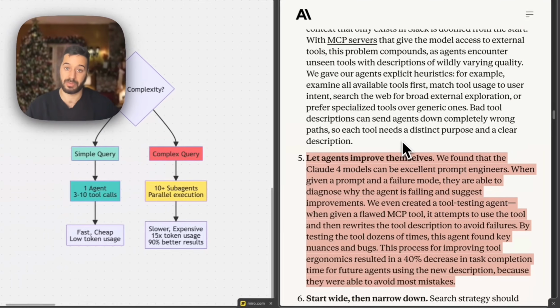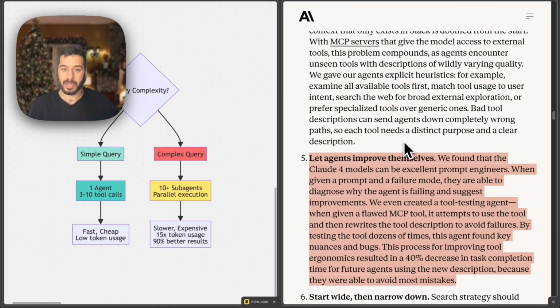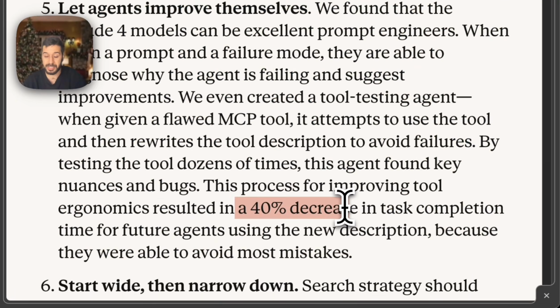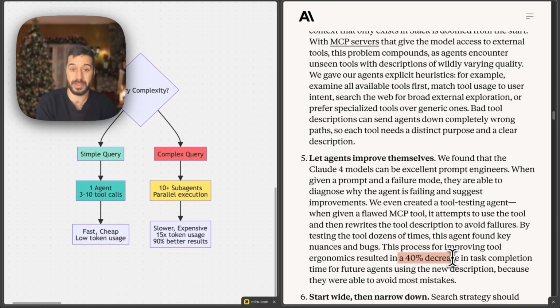So they have this autocorrective or iterative prompt adaptation technique, where they build a tool testing agent that goes and executes these tools, identifies failure modes, and then tries to improve the prompt. So it's like a self-improvement kind of agent. And this, they said, decreased the overall execution time to answer the user query by 40%. So this is actually significant.